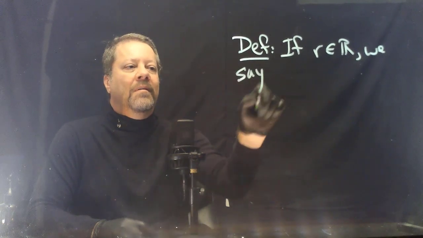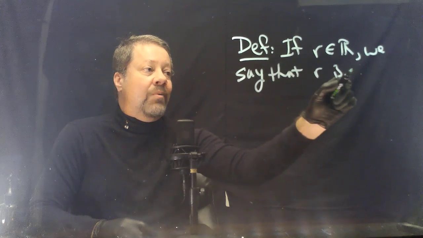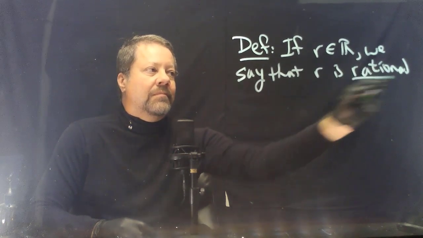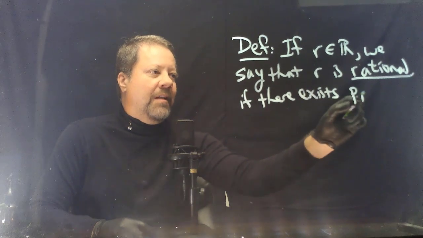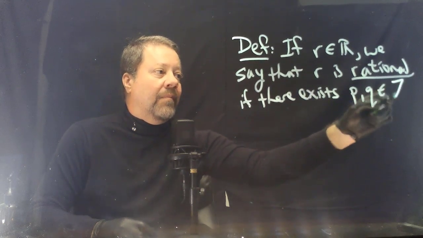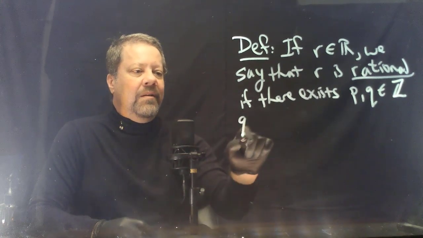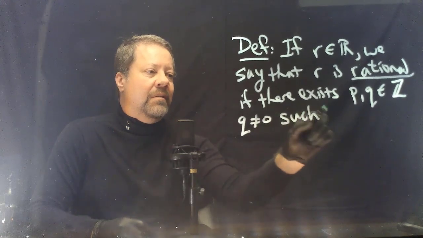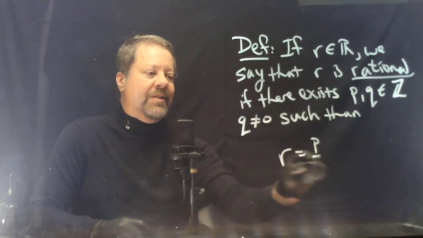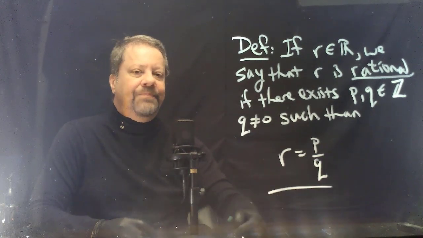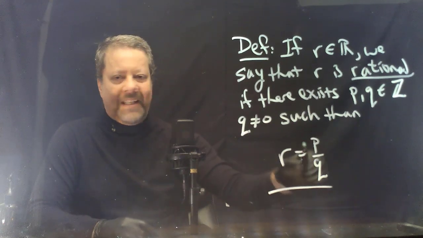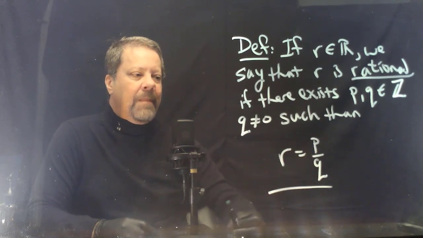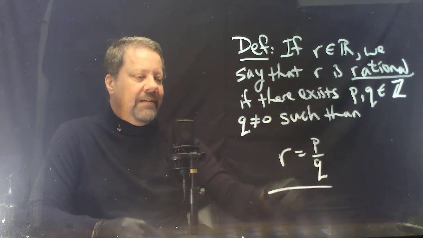If r is an element of the set of real numbers, we say that r is rational if there exist integers p and q in the set of integers, q not 0, such that r can be expressed as the ratio p divided by q. So p and q have to be integers, like 2, 3, -4, whatever. But it can't be something like the square root of 2. So p and q will be integers.